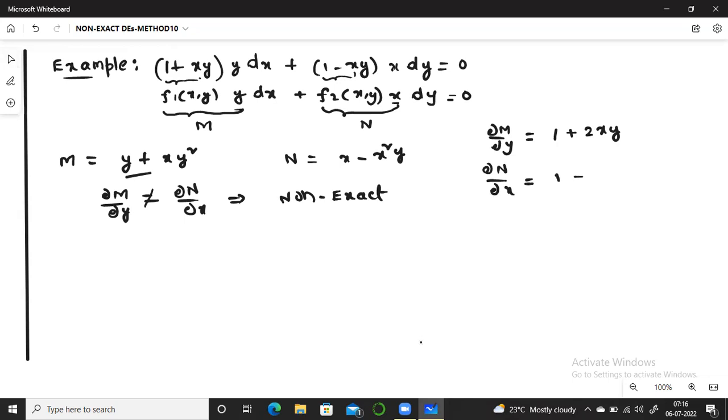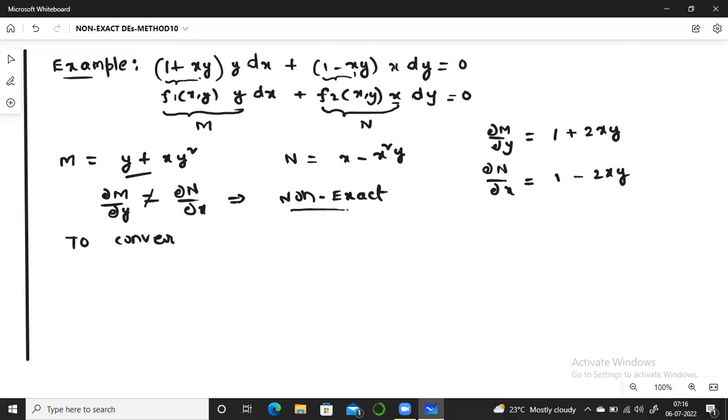1 minus 2xy, y constant, 2x. 1 minus 2xy you are getting. It means ∂M/∂y is not equal to ∂N/∂x. So it is non-exact, so my condition is satisfied. Now what is my next step? I have to convert it into exact. To convert non-exact into exact, you have to calculate the integrating factor.